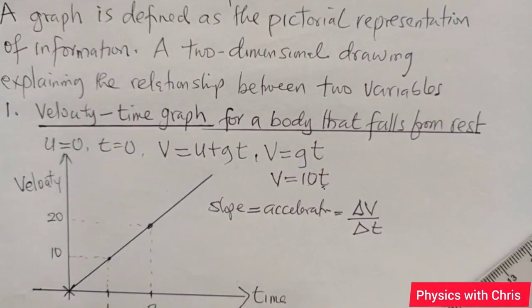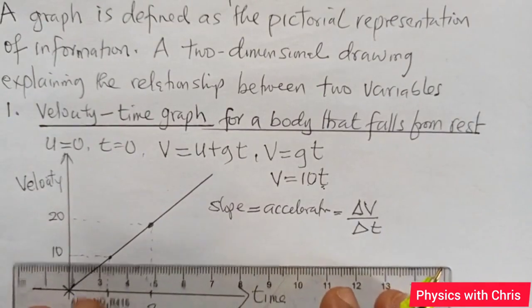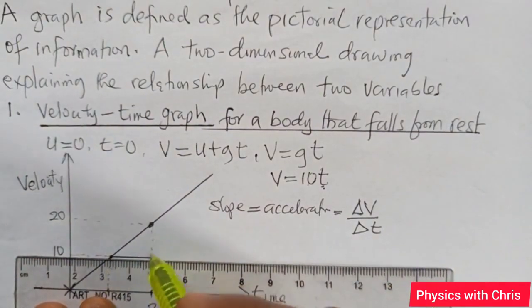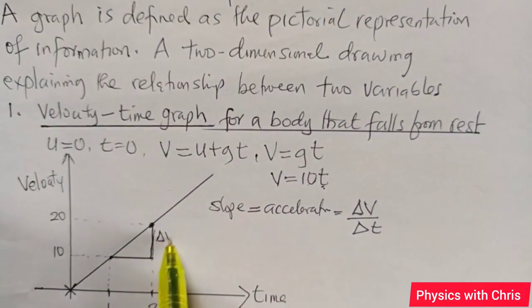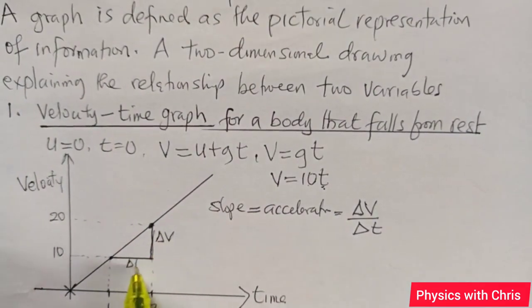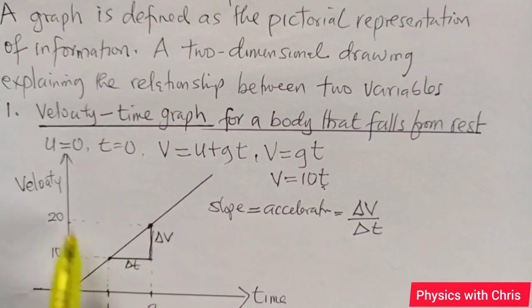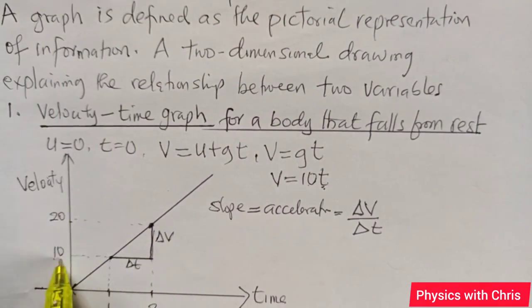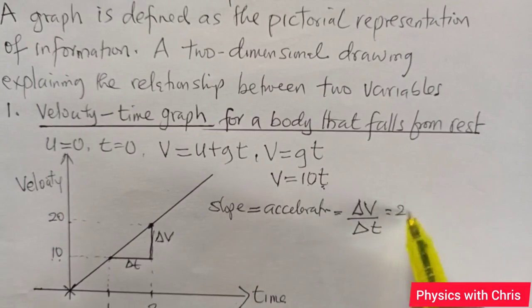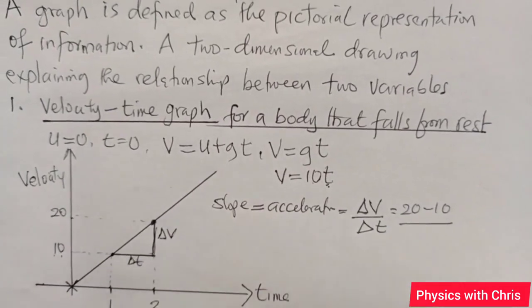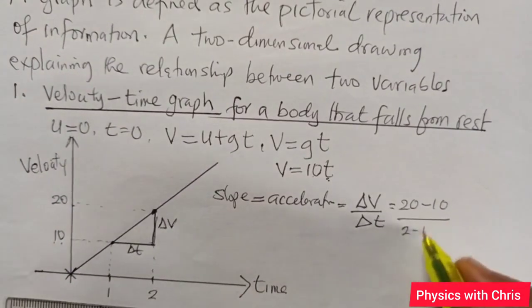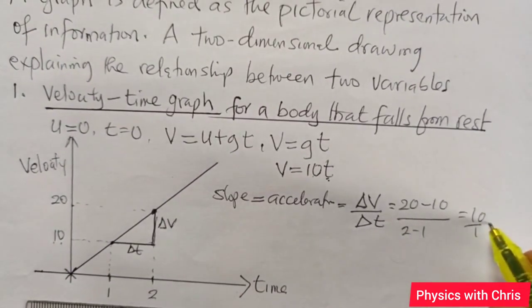And to find slope quickly, we just choose any 2 points on this graph line, on the trend line of the graph, and then we draw the slope triangle. Draw the horizontal, make sure this is parallel to the x-axis, and then take this, make sure this line is parallel to the y-axis. So we use this value, change in v, and change in t. This is my v2, this is my v1. So that gives me 20 minus 10 as my change in v, and my change in t is 2 minus 1. That gives me 10 over 1, and that gives me 10 meters per second square.